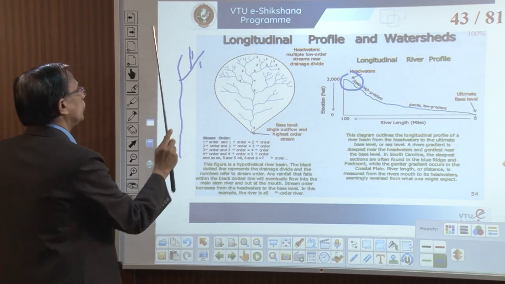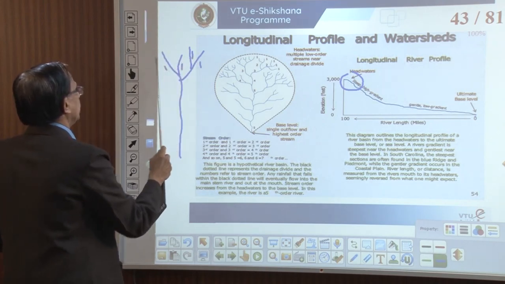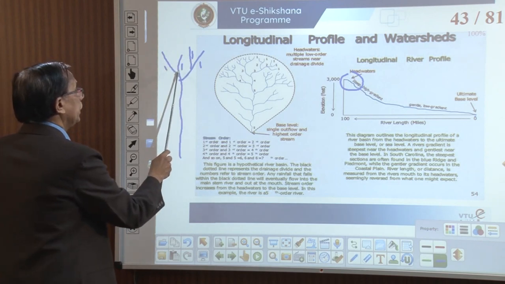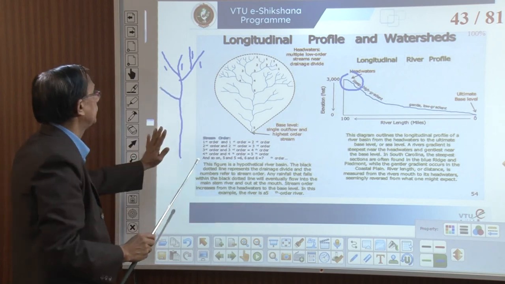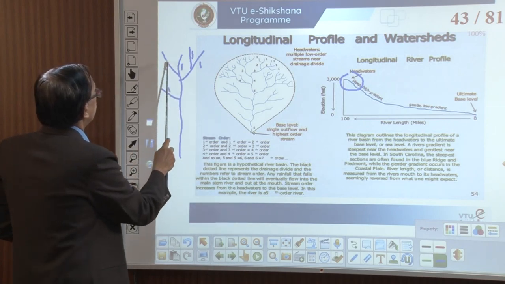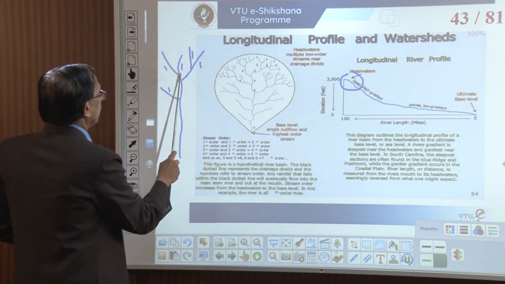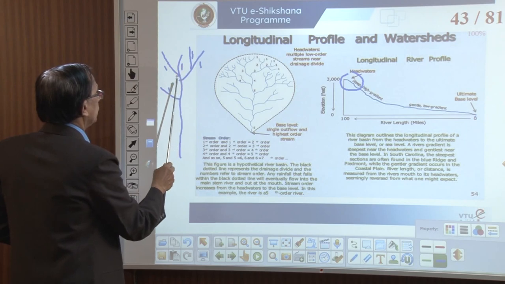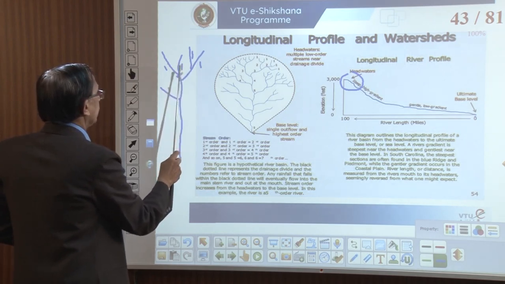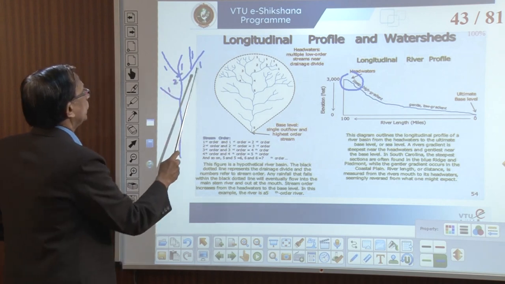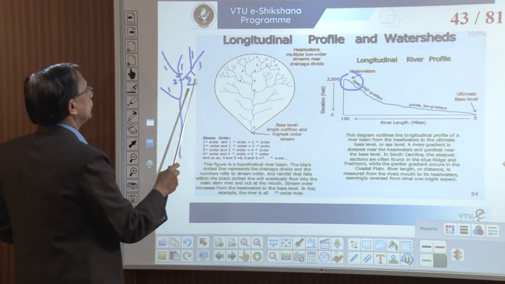I call it 1-1. And for example, this also 1-1. It has only one branch. Now, this tributary is not branched out. This is 1. Now, this tributary has no further branch, and I have called them 1-1. And when 1 and 1 together join, here onwards their order changes into 2.